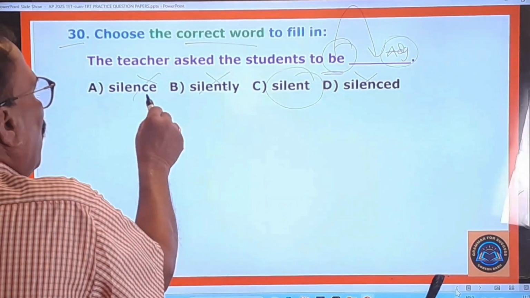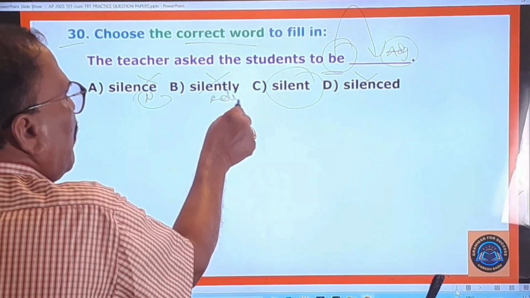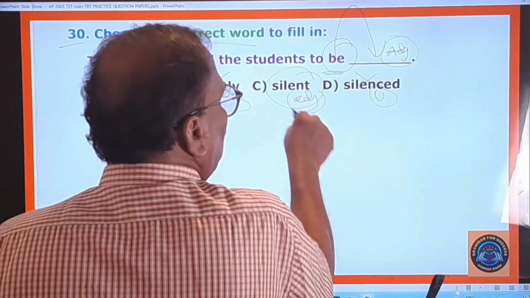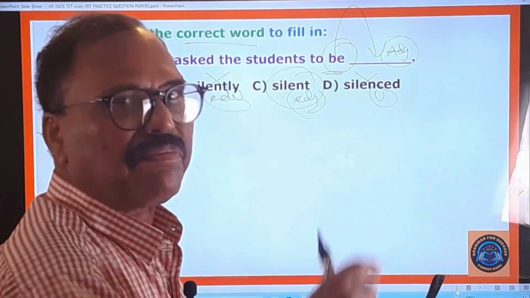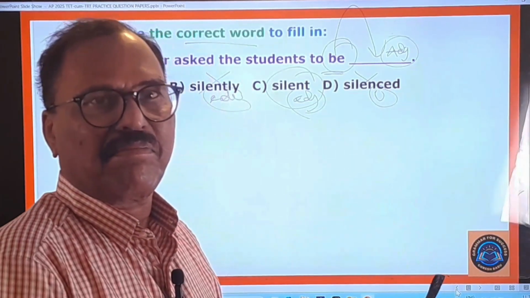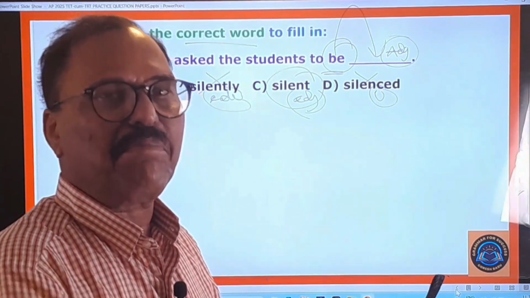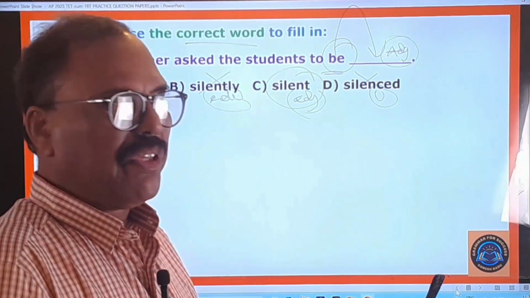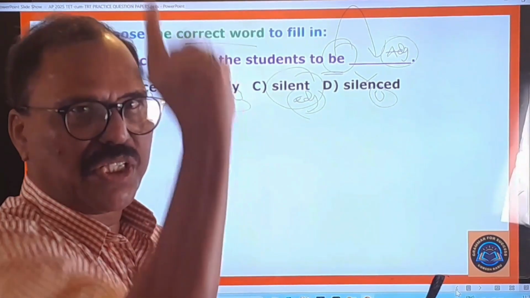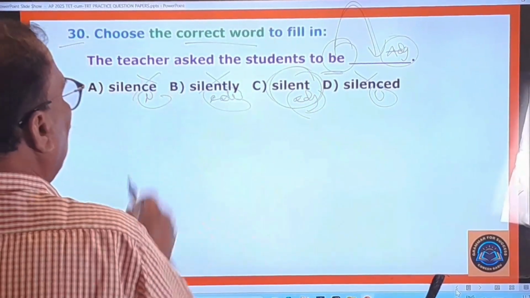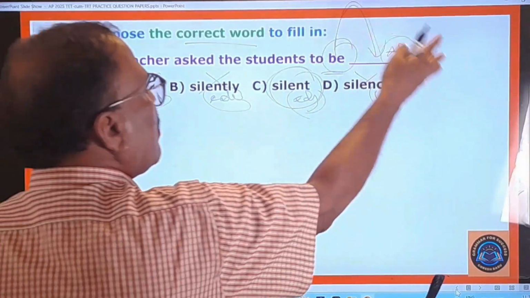So silence is a noun, silently is an adverb, and silenced is a verb, but this silent is an adjective. Therefore: be careful, be silent, be cautious, be prudent, be wise, be clever. With "be" you always use an adjective, and therefore here after this "be" you must use only an adjective. The teacher asked the students to be silent.